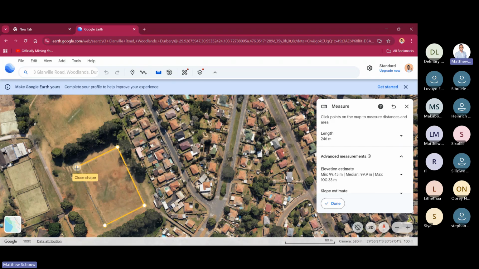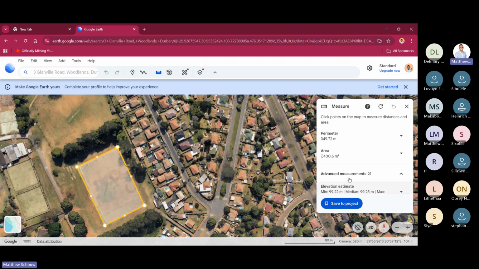Obviously, you have to be a bit accurate here. And what I just got here, if you look on this side, it's giving me the perimeter. It'll tell me how much fencing I might require, approximately. And it tells me how big the plot is as well. Are you guys aware of this? No, sir. First time I saw this.